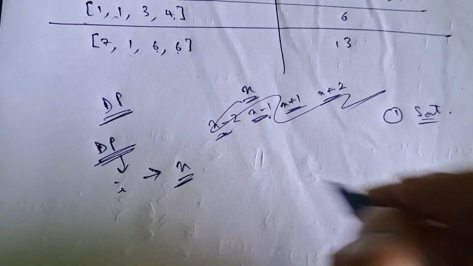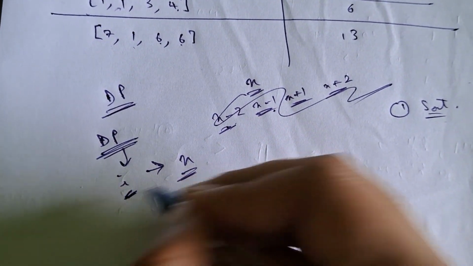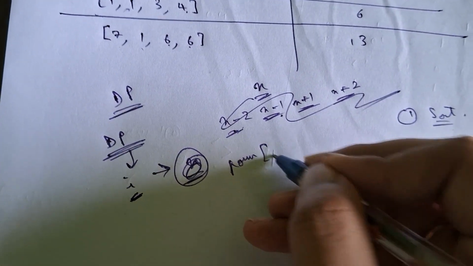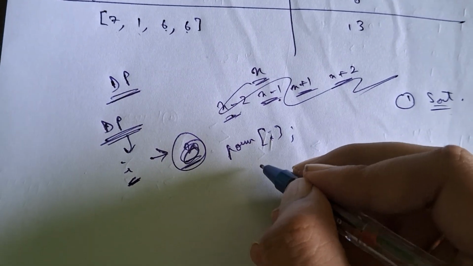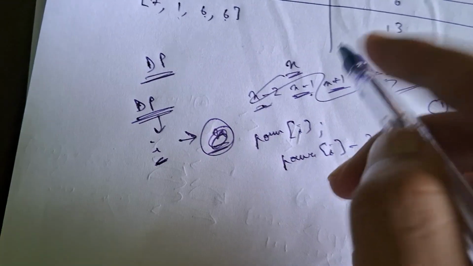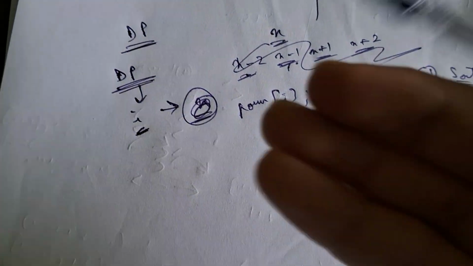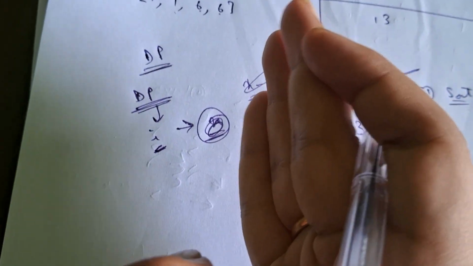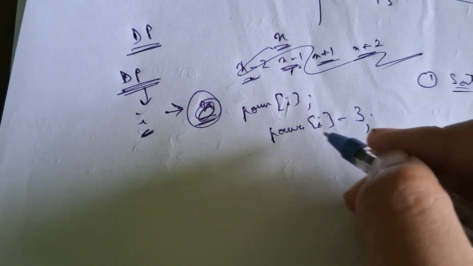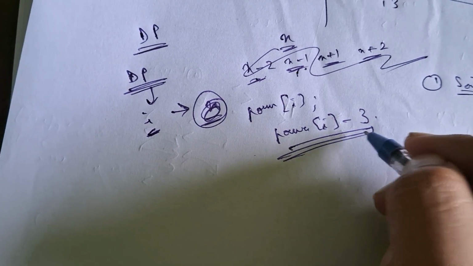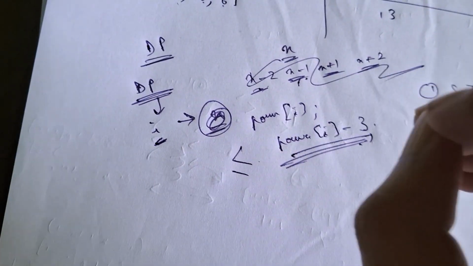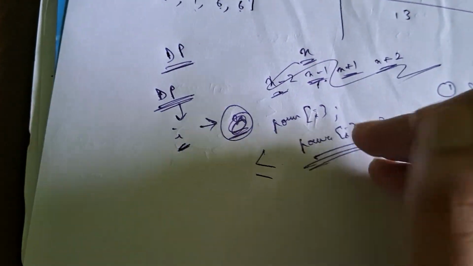Once you're done with the sorting, at every position i, find the value of power i. Remember you have to look at power i minus 3, because i minus 1 and i minus 2 you can't take. Since it is DP, you just have to check the previous elements. So find the last position where power i minus 3 occurs, or anything lesser than or equal to that.